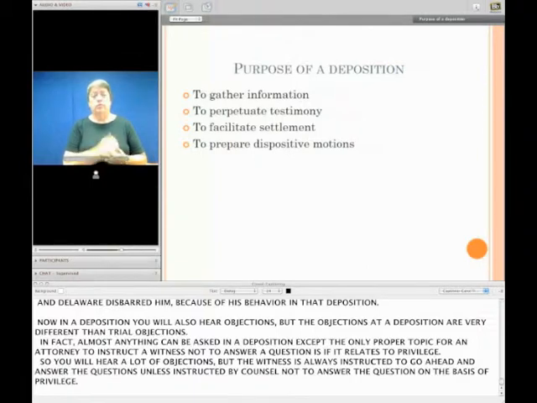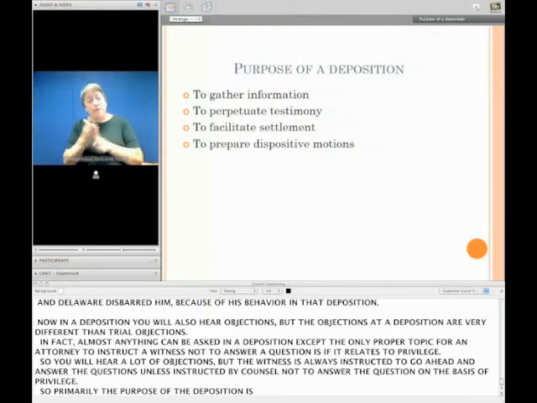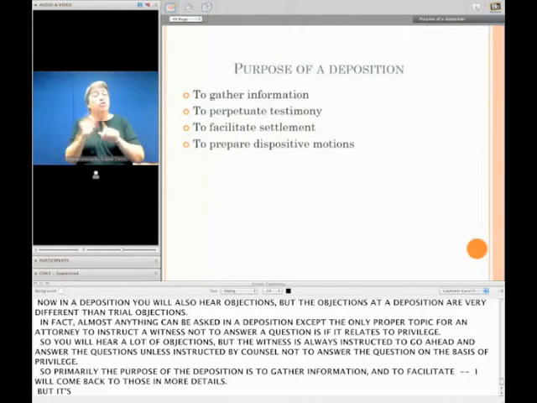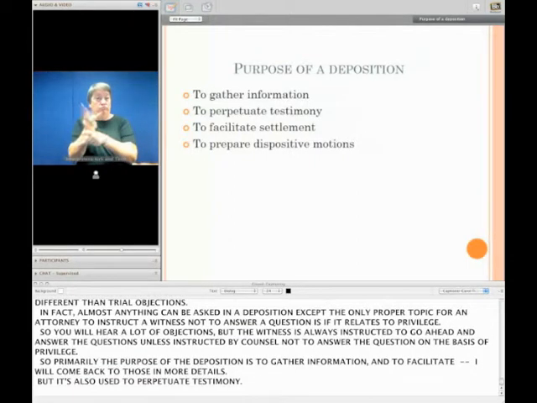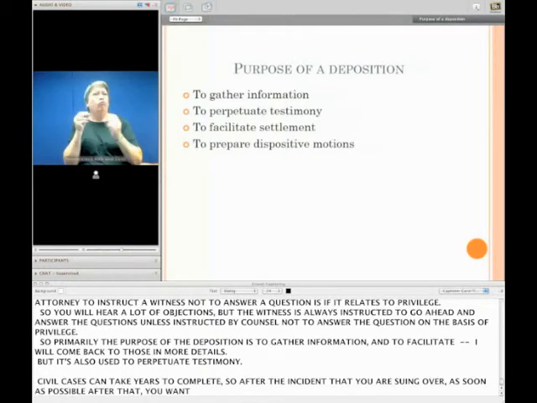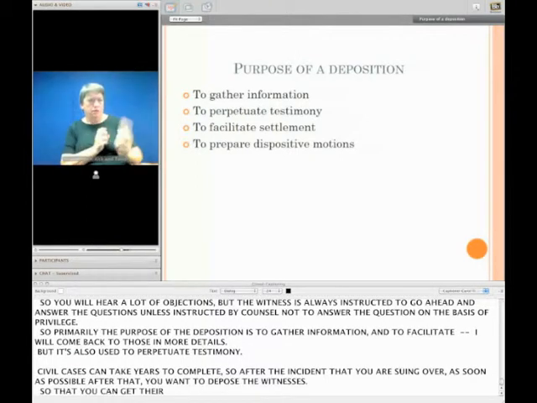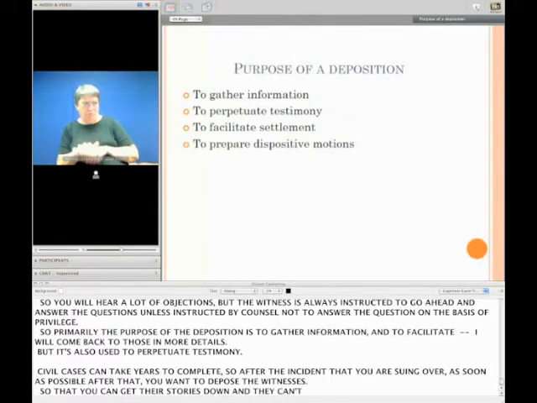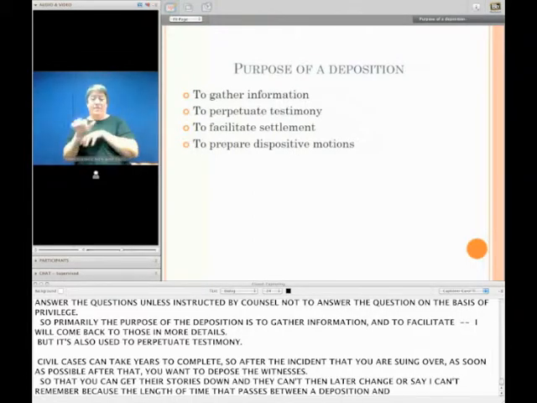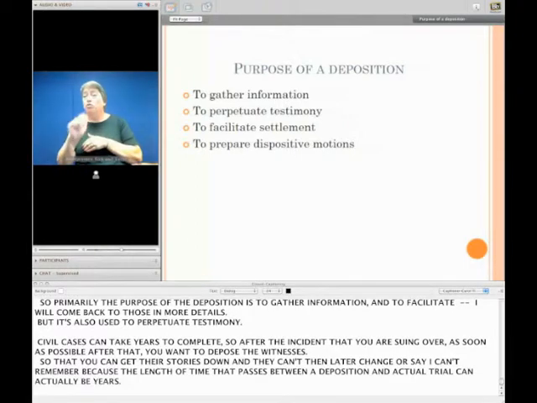So primarily the purpose of a deposition is to gather information and to facilitate settlement. I'll come back to those in more detail. But it's also used to perpetuate testimony. Civil cases can take years to complete. So as soon as possible after the incident that you're suing over, you want to depose the witnesses so that you can get their story down and they can't later change it or say, I can't remember, because the length of time that passes between a deposition and actual trial can be years. So you want to perpetuate the testimony.